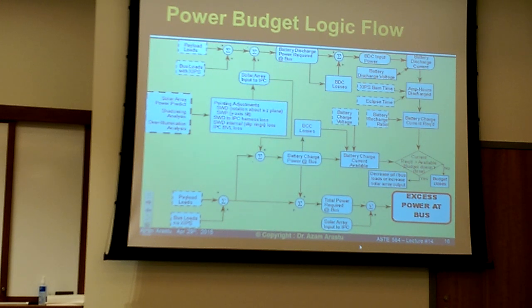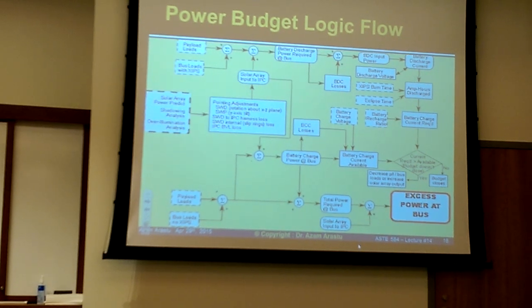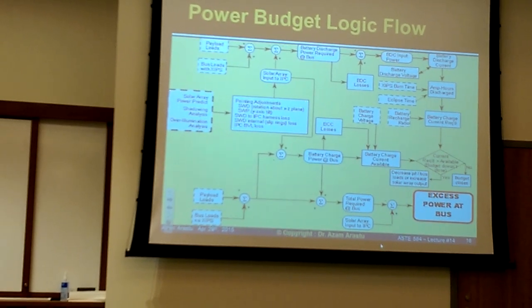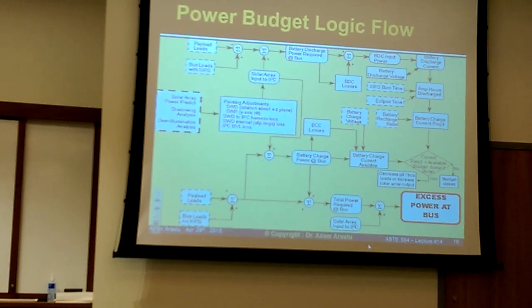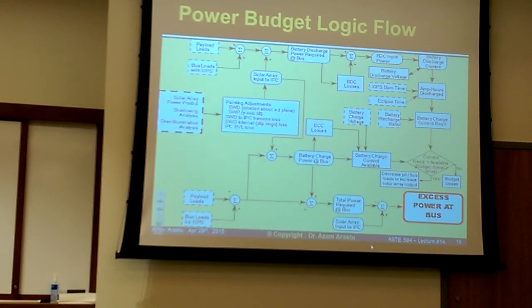This is the kind of thing that we've been doing in the exam. How do I size the battery? How do I charge and discharge and so on? Look at how many ampere hours are needed, and then find out whether the current required is greater than the current available. If yes, then you decrease the bus loads or increase the solar array output. Only two things I can do. I can either reduce the load or increase the load, but you want to make sure you have a balance. If no, then you increase this load until your current required is equal to the available.